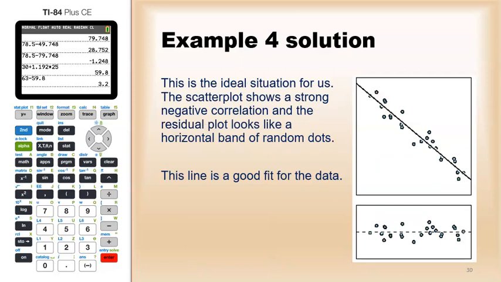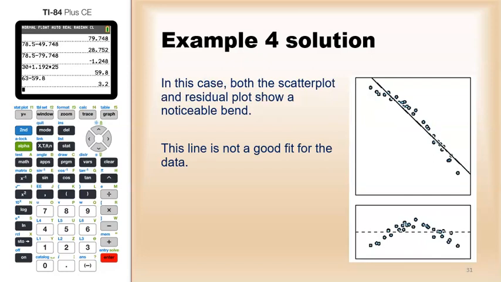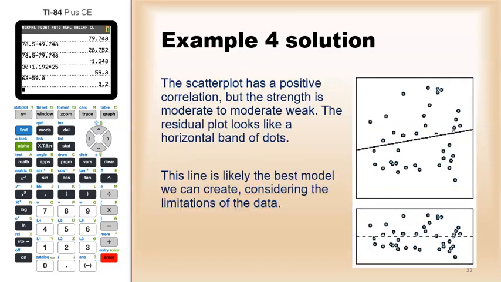So again, this first graph is the ideal situation for us. The scatterplot shows a strong negative correlation, and the residual plot looks like a horizontal band of random dots. So this line is a good fit for the data. For the middle one, there is a definite bend. Both the scatterplot and residual plot show a noticeable bend. This is not a good fit for the data. There are better models that you can use. Last one, it has a positive correlation, but the strength is moderate or even moderately weak. You could even argue weak if you want. The residual plot looks like a horizontal band, so the line is about the best you can do, but the data is pretty limited.